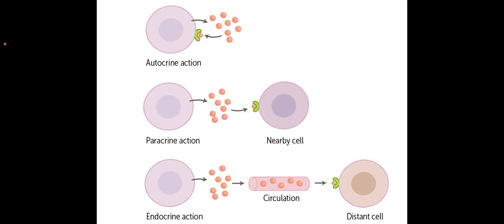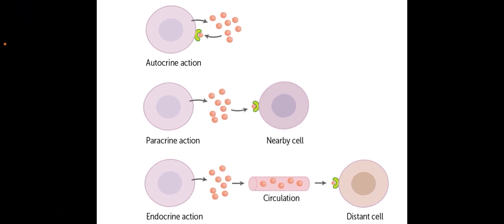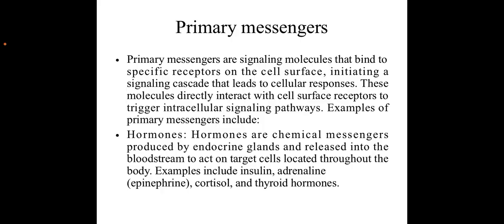As you can see in the diagram, in autocrine, the signaling molecule binds with its own type of cells, with its own cell. In paracrine, it is binding with different or nearby cells. And in endocrine action, the signaling molecules, the hormones, are released into the blood circulation, and then they reach the distant target cell present away from the gland.